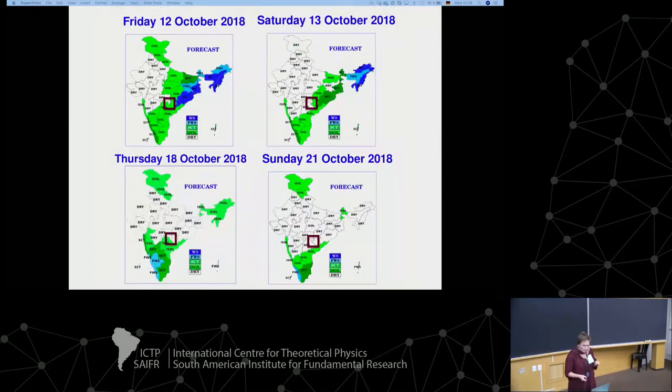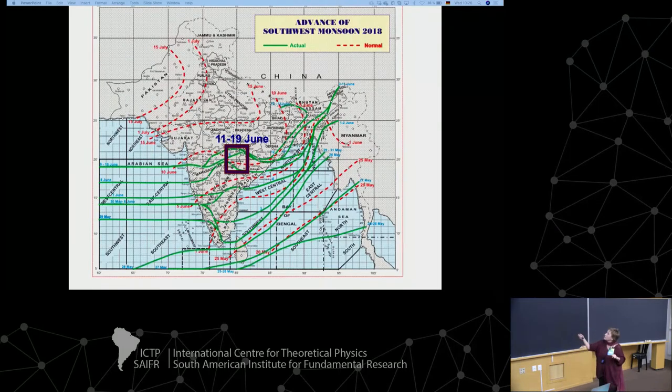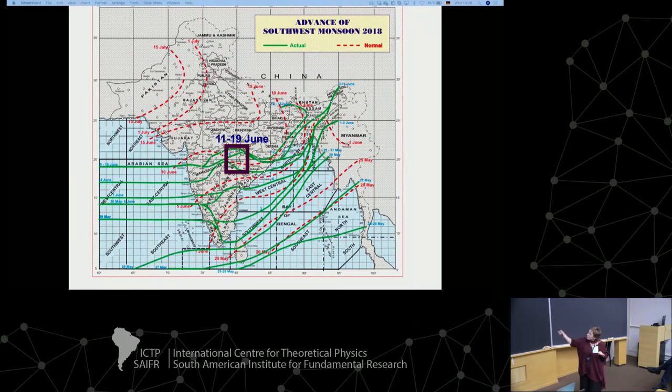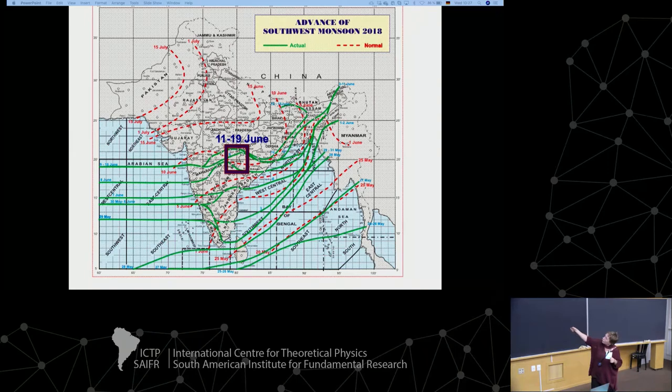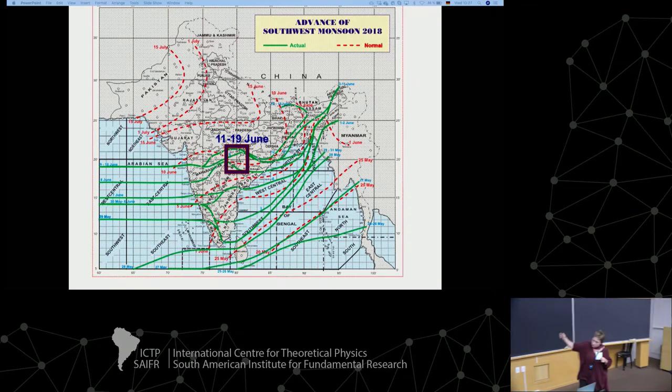And let me show you some evidence right here. So this is the isochron, the green line produced by the Indian Meteorological Department, from the fact when monsoon onset appeared already. And as you can see, this isochron goes through my square of prediction. But actually my prediction goes further. It's from here to here, this part of India.